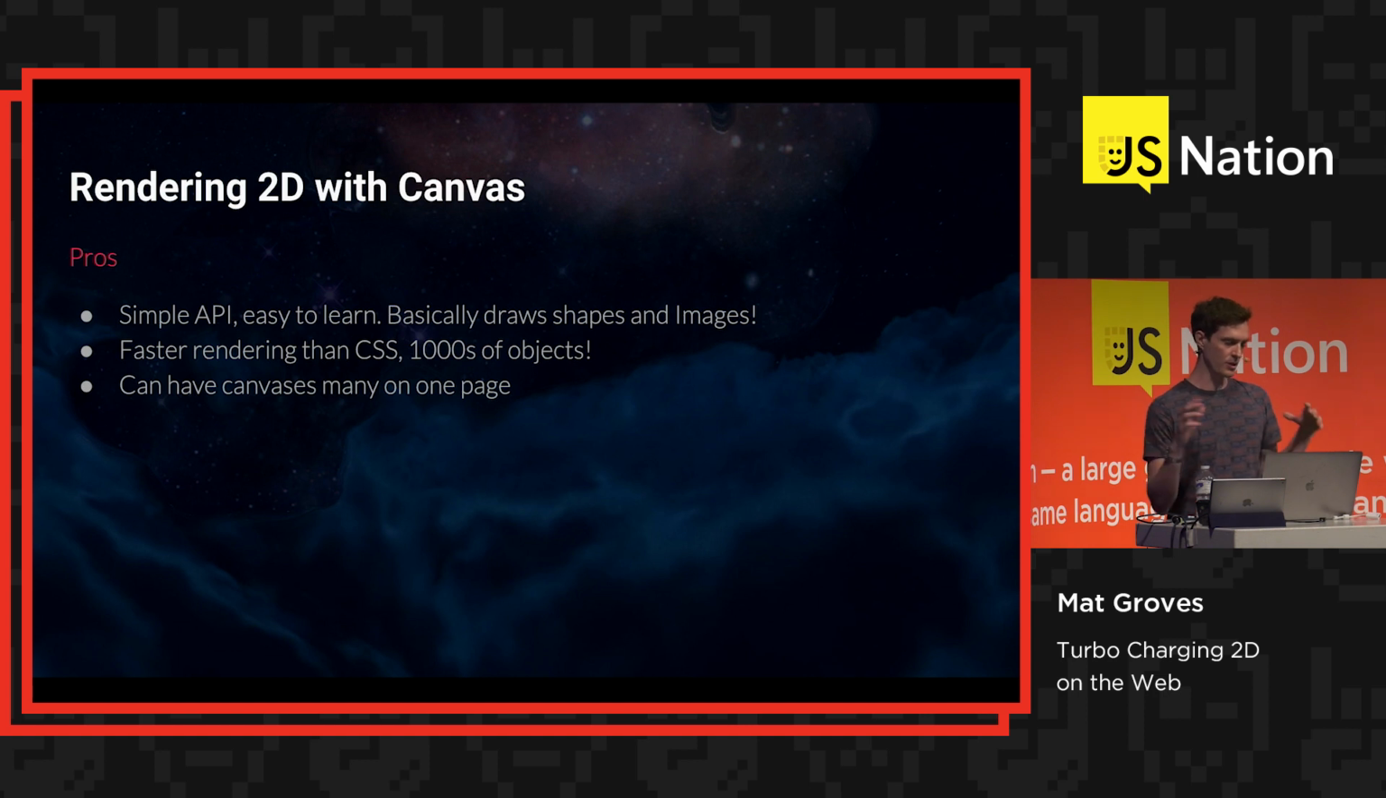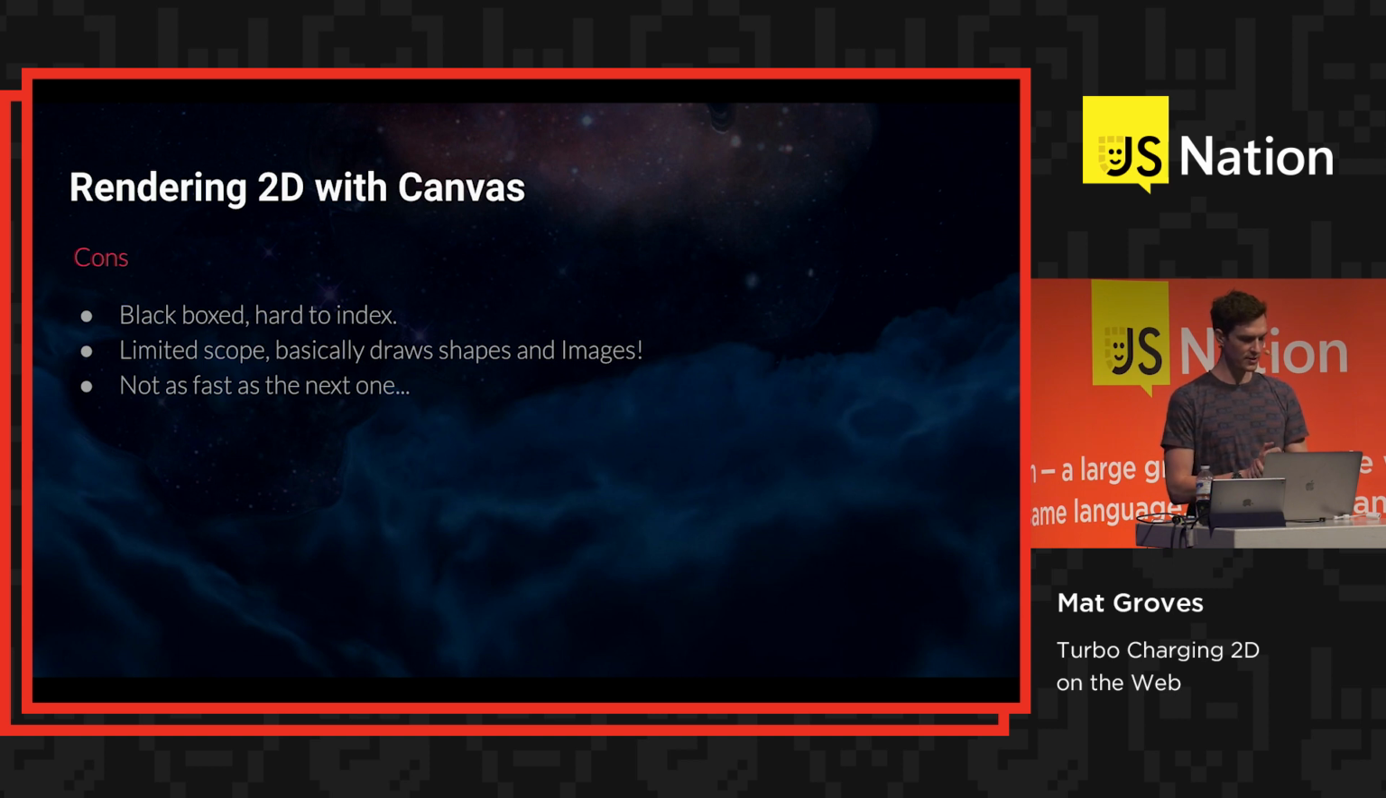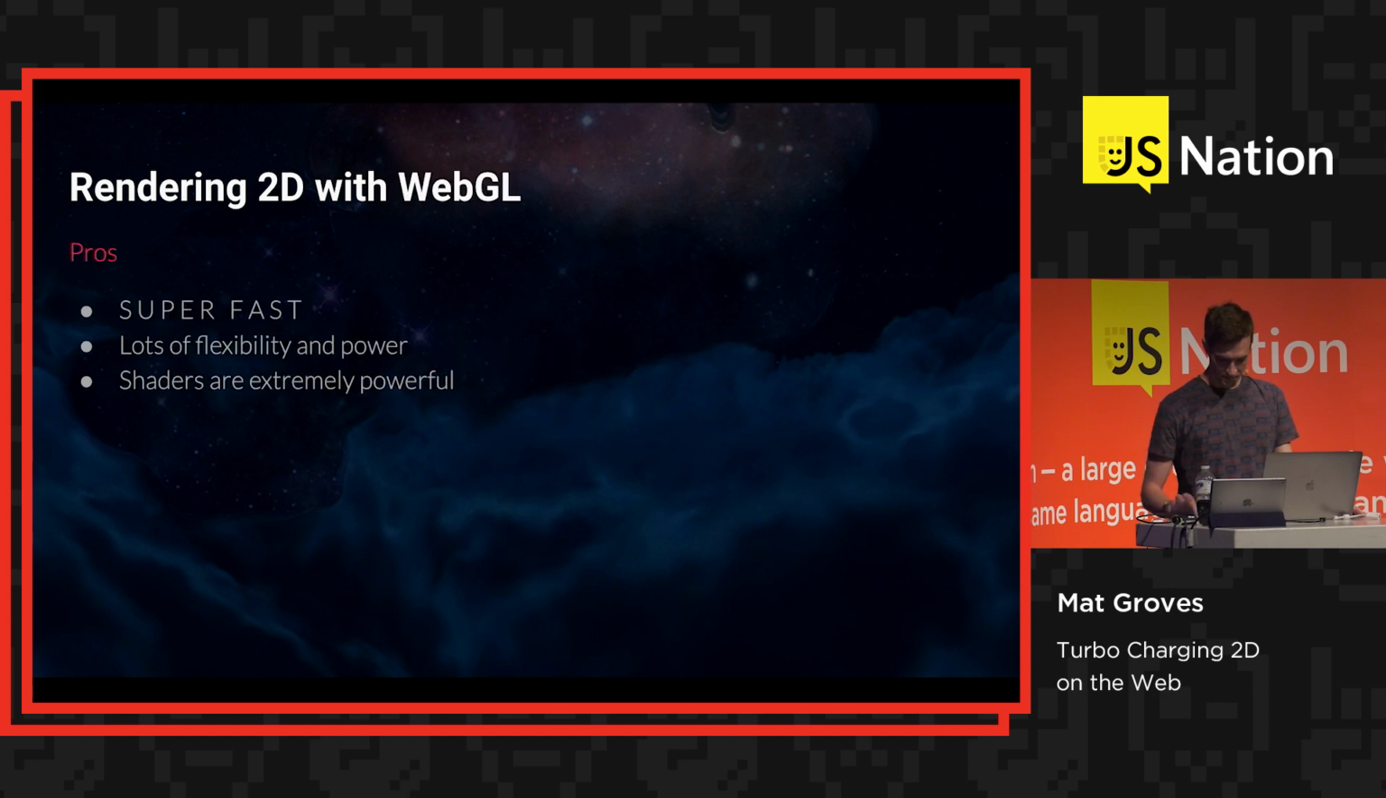And also you can have as many canvases on a web page as you want. You're not limited, like the next one. The con is it's super black boxed, and for SEO it's pretty much useless. Whatever you're rendering inside that canvas, if it's text and images and loads of cool informative stuff, when Google looks at it, it just sees an image and it can't really go inside and do anything with that. So it's basically black boxed. It's also limited in scope because it basically only draws shapes and images, which is good, but sometimes you want to do a little bit more. And the other con is it's not quite as fast as the next method, which I'm hoping people have heard of, which is WebGL.